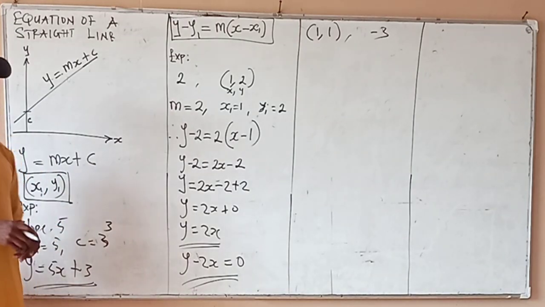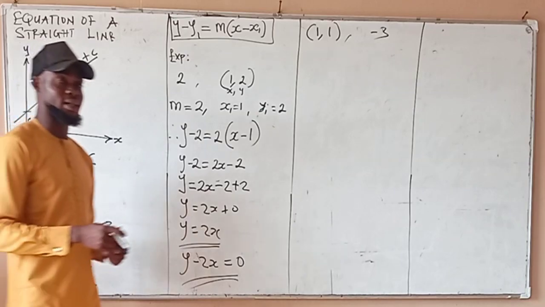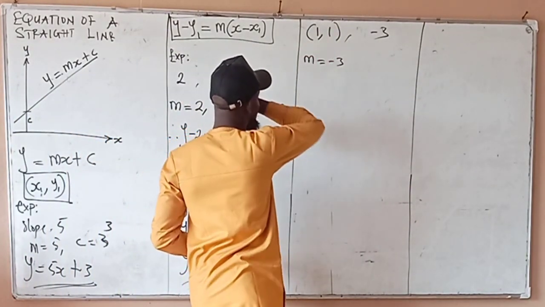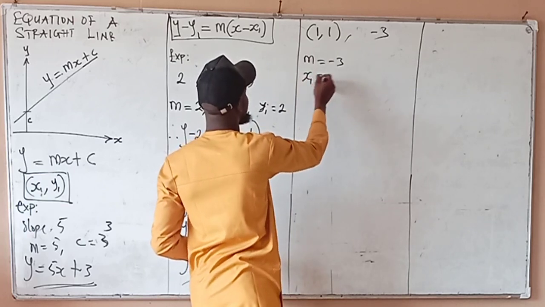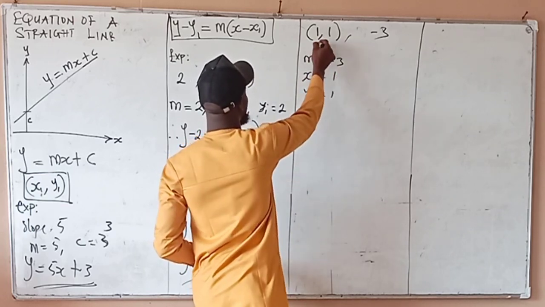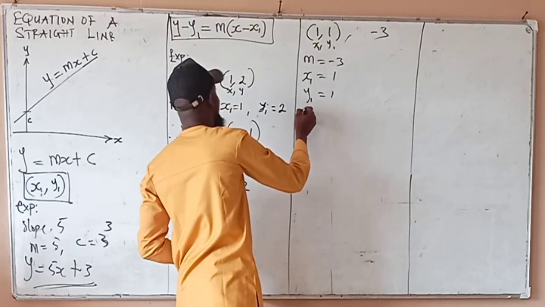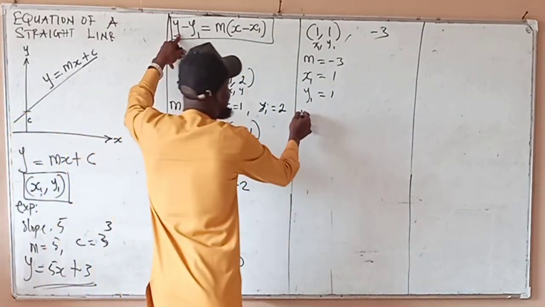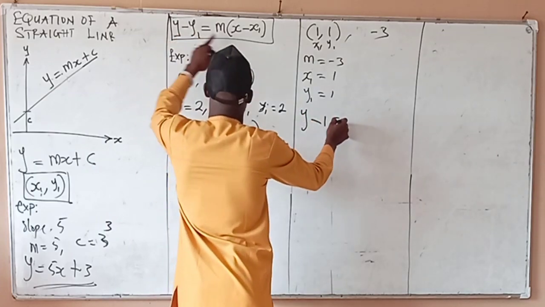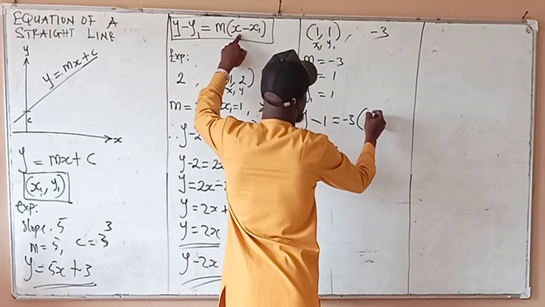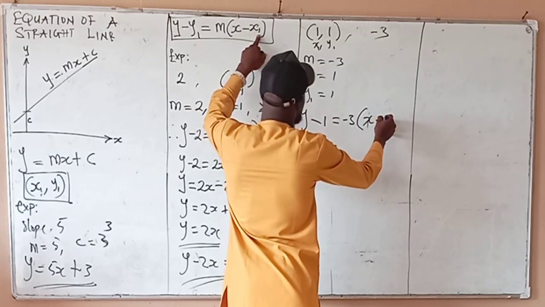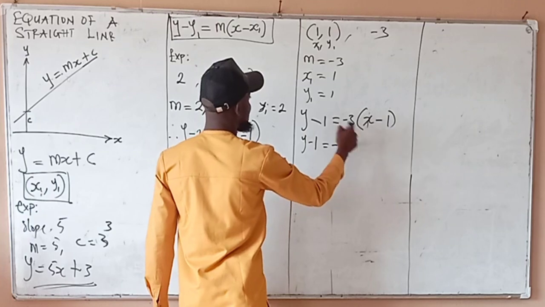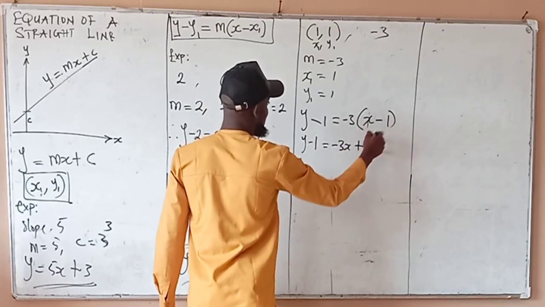If the gradient is minus 3, what will be the equation of this straight line that passes through this point? So our gradient m is minus 3, and our x1 is equal to 1, y1 is equal to 1, x, y. So our equation of a straight line that passes through just one given point with a known gradient is y minus y1, which is 1, equal to minus 3 bracket x minus x1, which is 1. So we're going to have y minus 1. Minus 3 times x, we're going to have minus 3x. Minus 3 times minus 1, we're going to have plus 3.